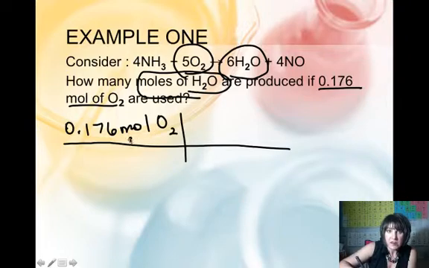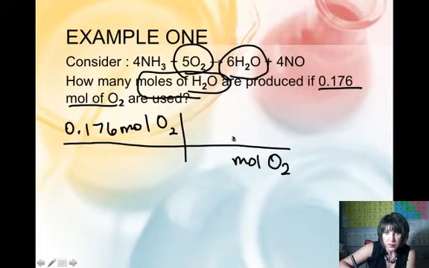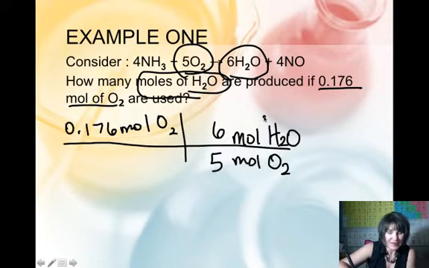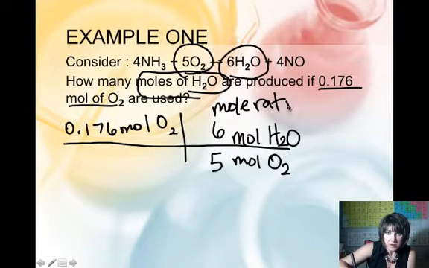Notice that where I have moles of oxygen on top, I want to put moles of oxygen on the bottom. And I'm trying to turn it into moles of water, so that goes on top. Now I'm going to put the numbers in. This is called the mole ratio. So for every 5 moles of oxygen, I'm going to put 6 moles of water, because that's what we call the mole ratio from our balanced equation. You see, we couldn't solve these problems without a balanced equation.